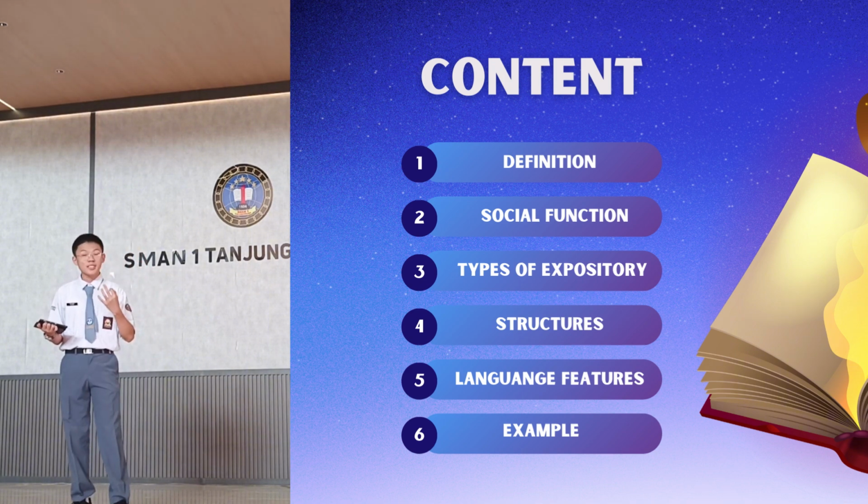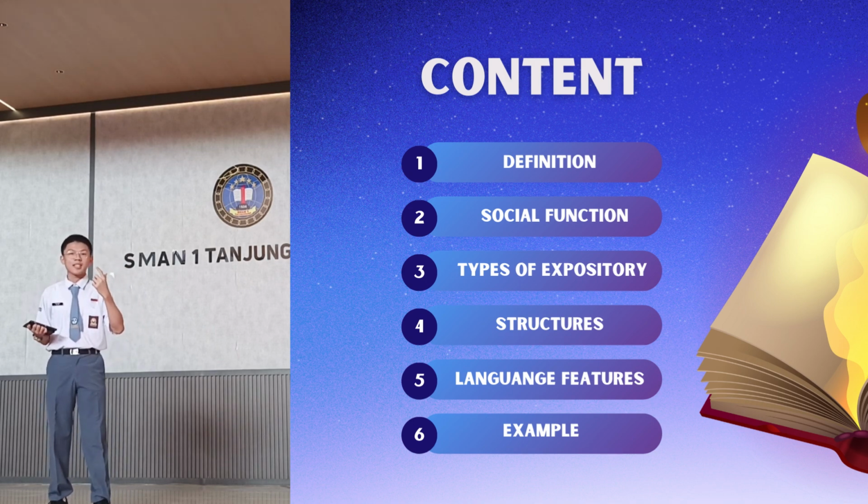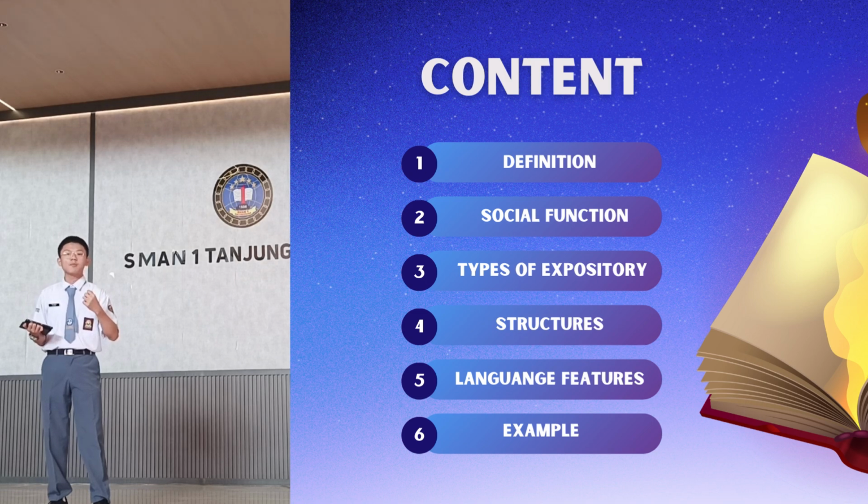Now the third one is the types of expository text. There are two types of expository text. The first one is the analytical exposition, and the second one is the hortatory exposition. Now, next is the structure. Each of the expository texts has a different structure, and it has a different purpose as well. The fifth one is the language features. Language features are basically about sentence structure. How can we create a sentence for an expository text?